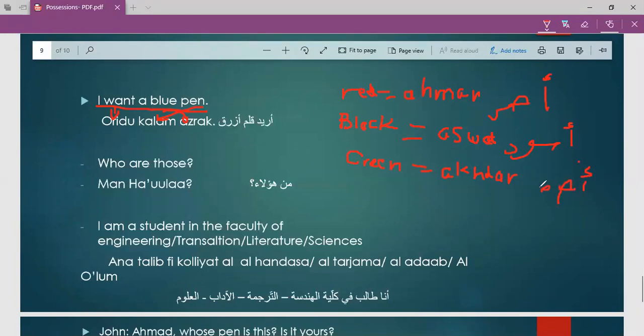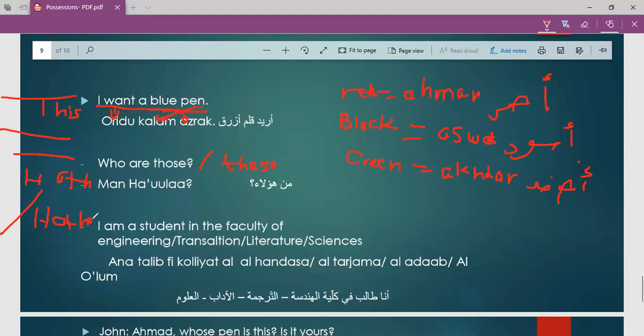So here the first sentence is uridu kalam azrak. Who are those, or who are these? You know that this, as a singular, means what? Hadha or hadhi. Okay? What if you're asking about a group of people?